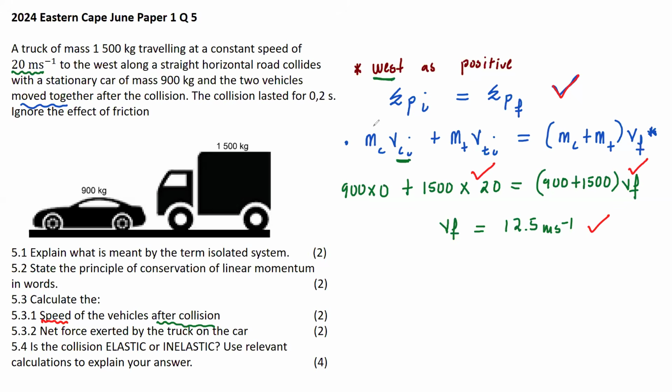It's because both vehicles are moving in the same direction. So the direction is positive. That's why I said pick the direction in which the vehicles are moving as positive. So here we're saying they're moving to the west, so take west as positive.